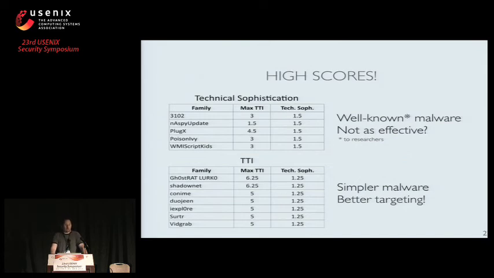For the high scores, this is actually really interesting. The technical sophistication scores, we topped out at 1.5 in everything that we saw. And these families are pretty well known to people who are into this sort of malware reverse engineering. So samples in families like PlugX, that's very well known, but they're not necessarily new. Poison Ivy has been around for quite a long time and well documented in these types of attacks. So that's also a 1.5. But in the overall TTI scores, you can see that the technical sophistication on all of them is just 1.25.